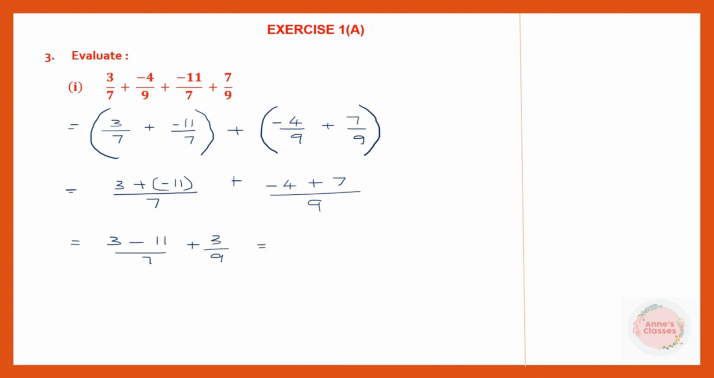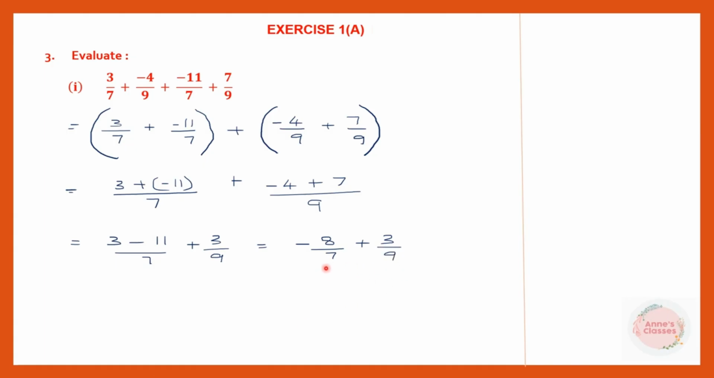And this will be 3 minus 11. Signs are different. Put the sign of the bigger number and subtract. 11 minus 3 is 8. So minus 8 by 7 plus 3 by 9. So now we can work on these two rational numbers.